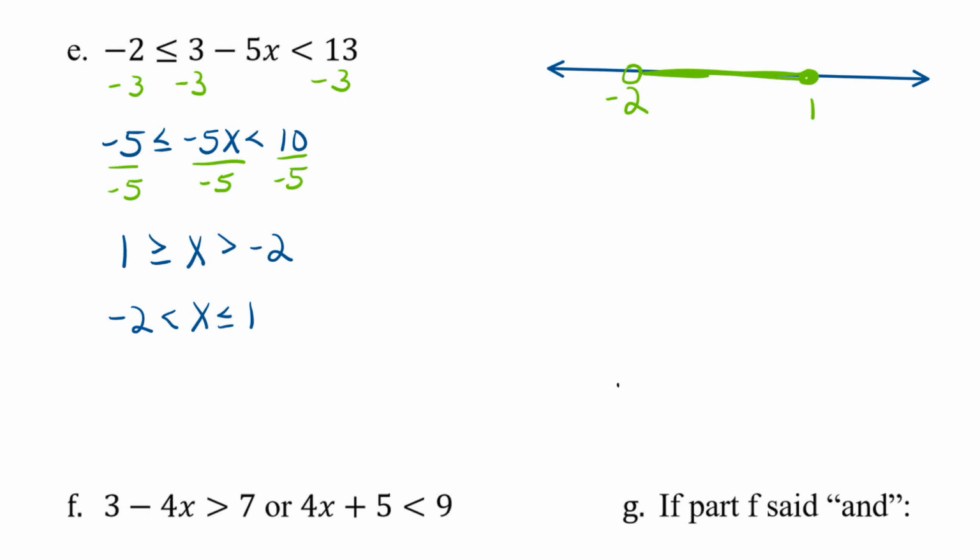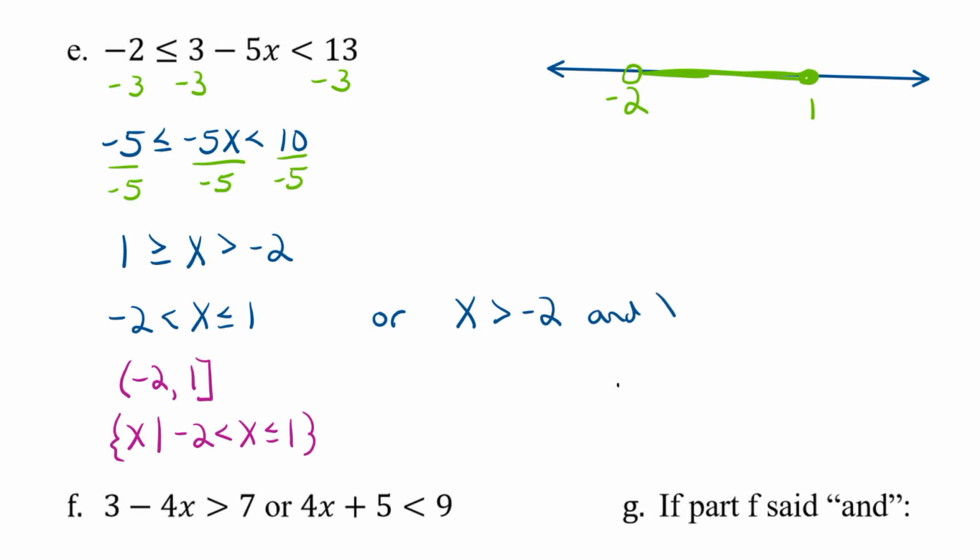Now we want to go ahead and write an interval notation. So in interval notation, we would write that from -2 with a parentheses because it's not included to 1 with a bracket. And then in set builder, we would say x such that, and we can just repeat the inequality that we used from above. Now, if you wanted to, you could write the answer with the word and. We could write x is greater than -2 and x is less than or equal to 1. But we would need to have the word and included.